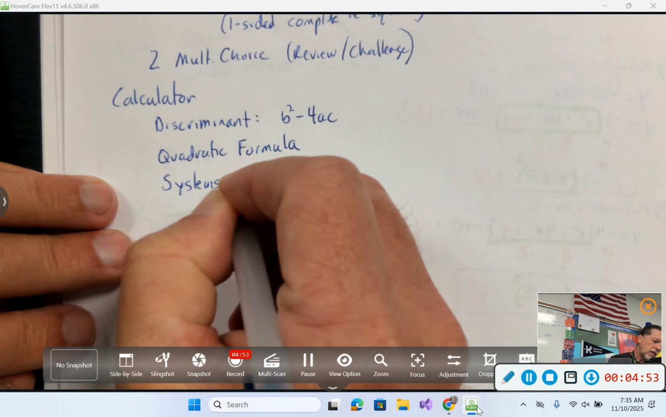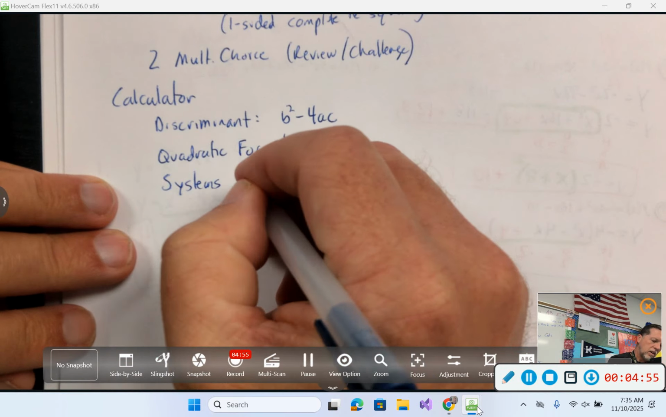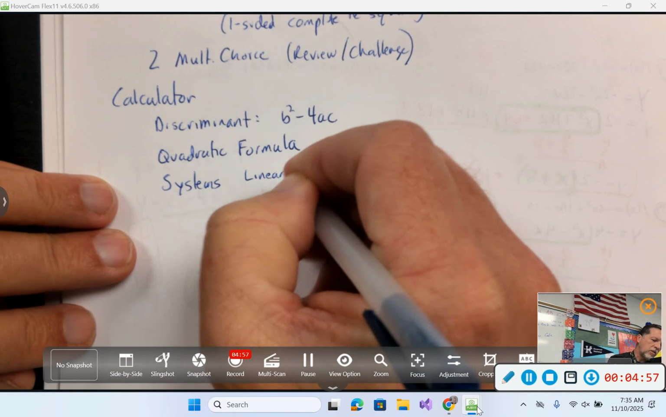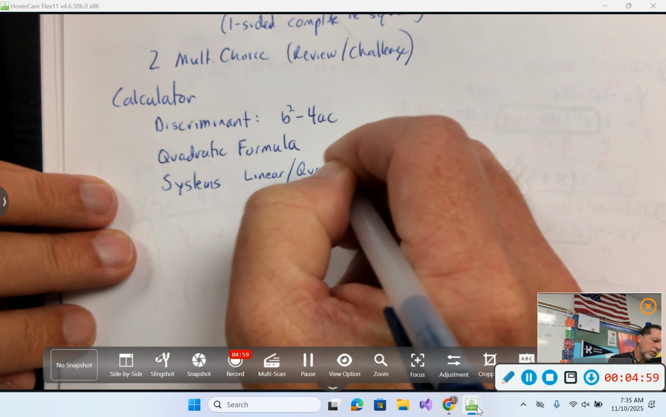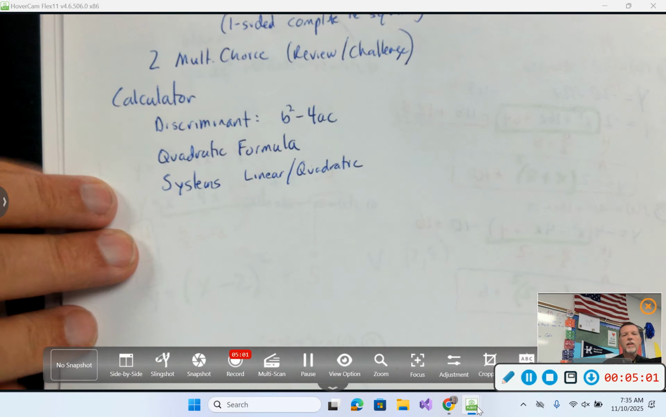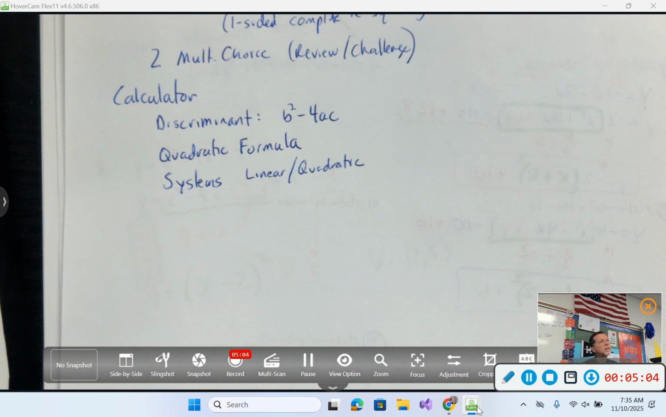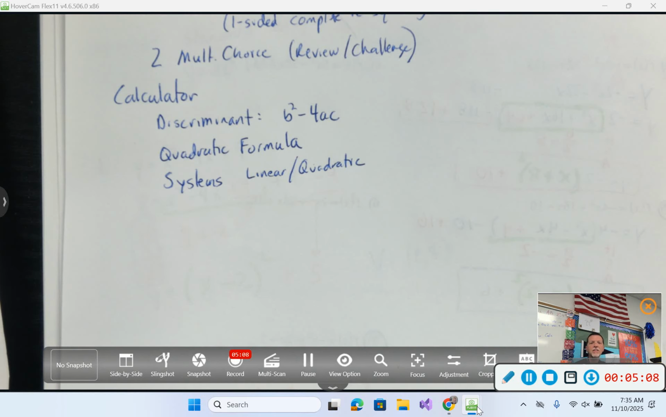Systems. There was a whole worksheet on linear and quadratic systems. How does a line intersect a parabola? Right, maybe twice, maybe once, maybe none at all. So one of you usually do not need a calculator on that.